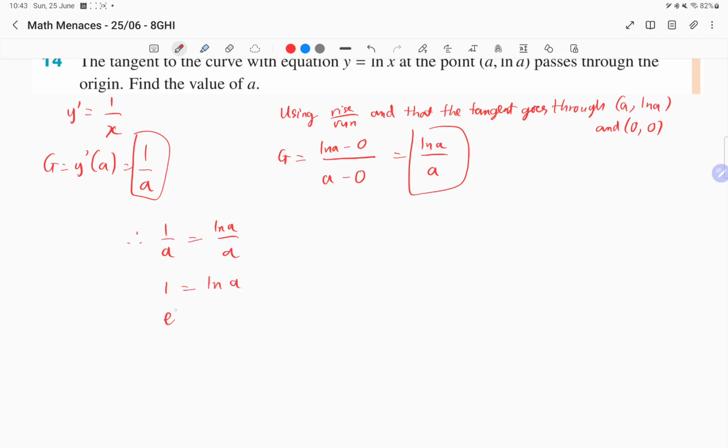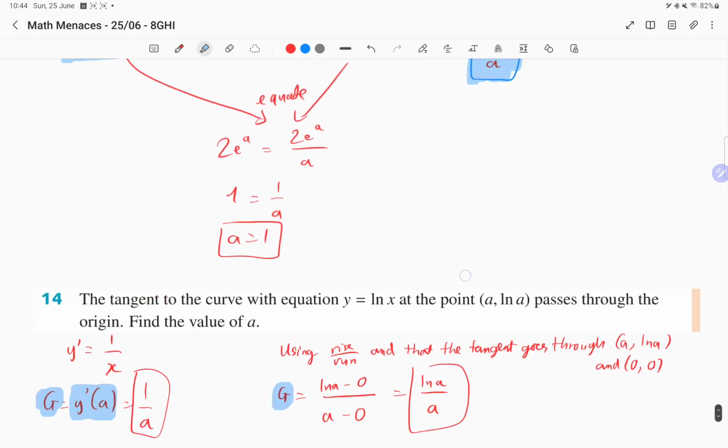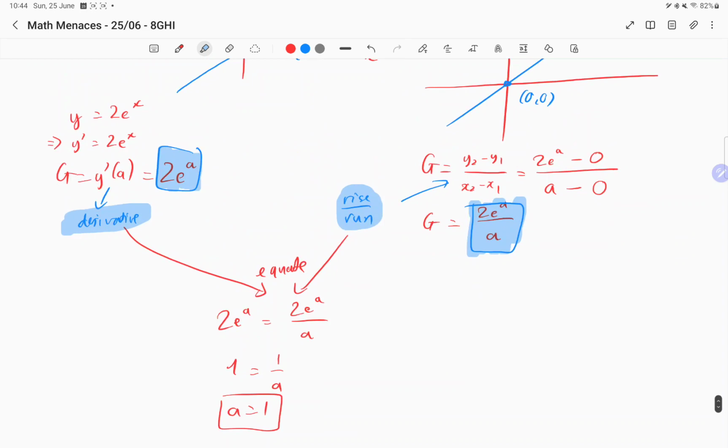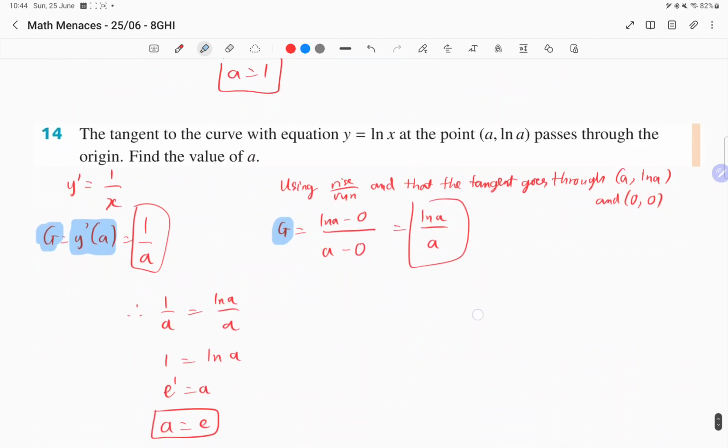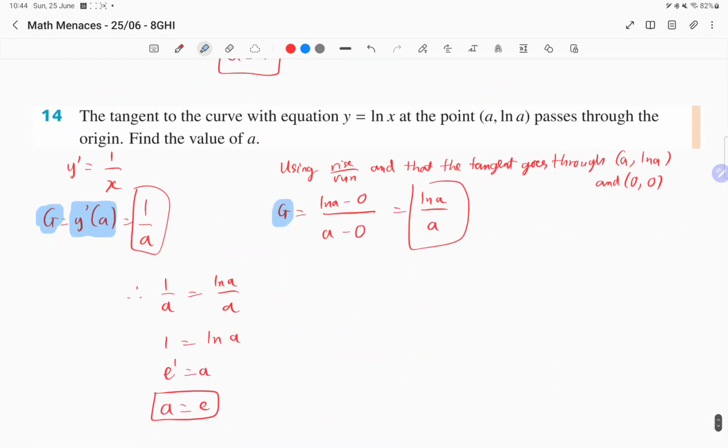Because there's an x as well, it would be 1 over x, equals ln a over a. So you are calculating the gradient, not just the derivative, the actual gradient at the point x equals a. So you need to substitute a into x. Did we do that for the first one? Yeah, we did. We substitute a in and we get y dash of a, which is 2e^a. And that's how we can get rid of x. So the gradient is an actual value. It's not just a function, it's an actual value.